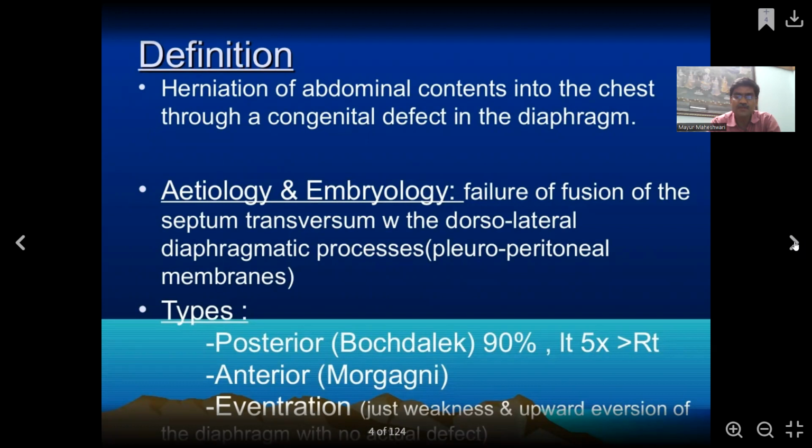The etiology and embryology: it is the failure of fusion of the septum transversum with the dorsolateral diaphragmatic process, that is the pleuroperitoneal membrane. So the types of diaphragmatic hernias: the most common is the posterior defect, called Bochdalek hernia, because it occurs through the foramen of Bochdalek, and it accounts for 90% of the defects. Then the second one is the anterior or the Morgagni hernia, and the third is eventration of the diaphragm. Eventration is just a neuromuscular weakness of the diaphragm.